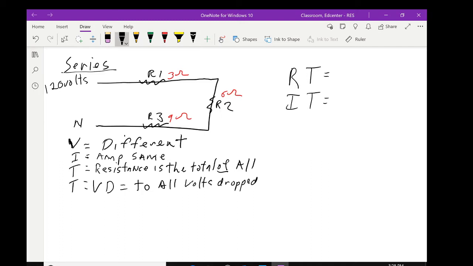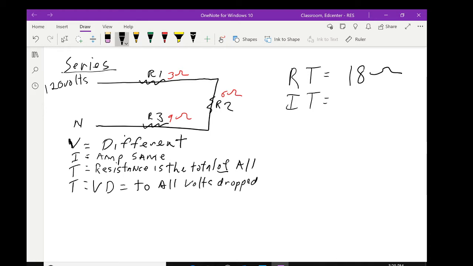And here's RT, resistance total. We would just add them up. 3 plus 6 is 9, plus 9 is 18. 18 ohms resistance. Last, total voltage drop is all the volts drop. We could figure the voltage drop across here. And you start out with 120 and it'd be 0 when you got past that R3.